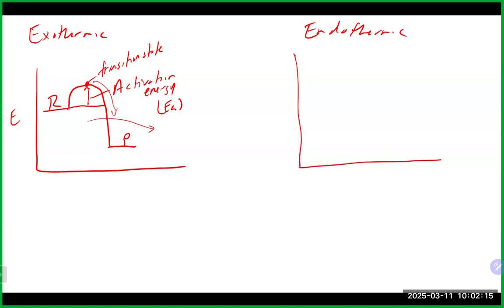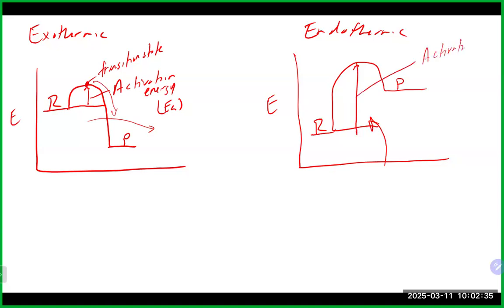Endothermic is a little different. We have the opposite locations of our reactants and products. Our reactants are actually lower in energy than our products in this case. Energy is going to be put in for this type of reaction. Here we have our activation energy, and also, obviously, our transition state.